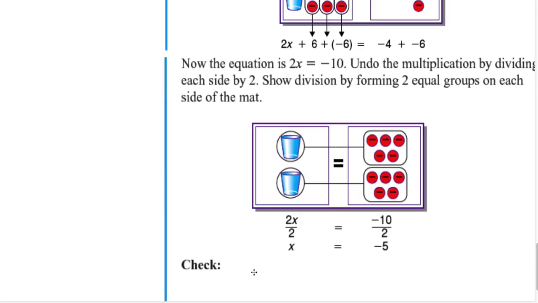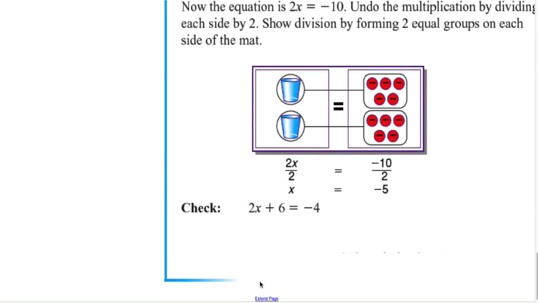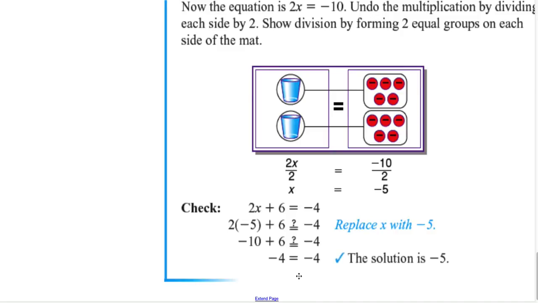We check our answer by simply substituting the value of negative 5 into the original equation. So if we substitute negative 5 into 2x plus 6, we have 2 times negative 5 plus 6 is equal to negative 4. We find out that negative 10 plus 6 is indeed negative 4.